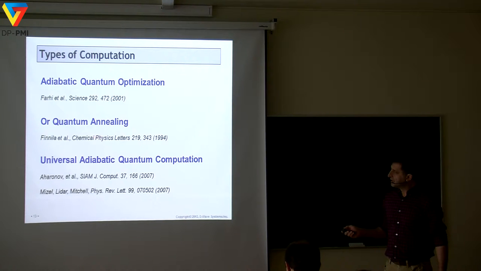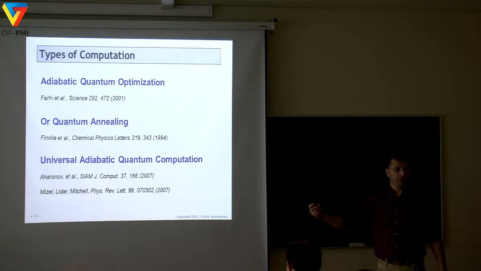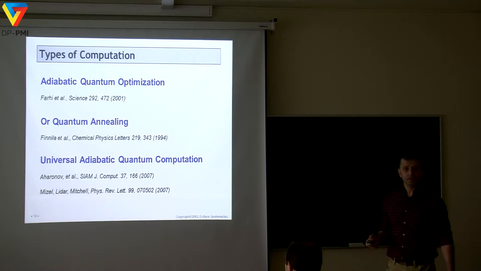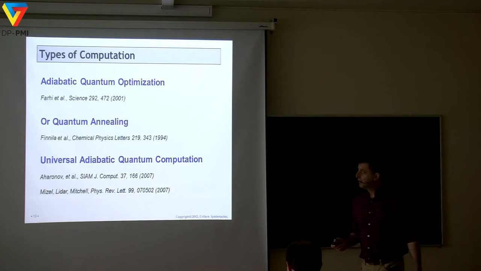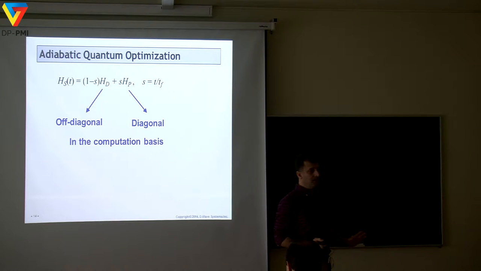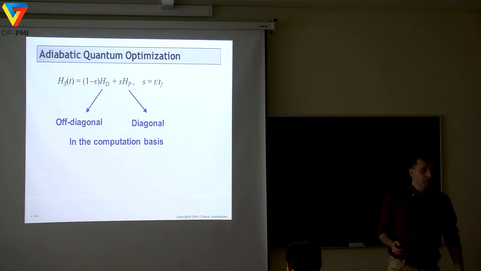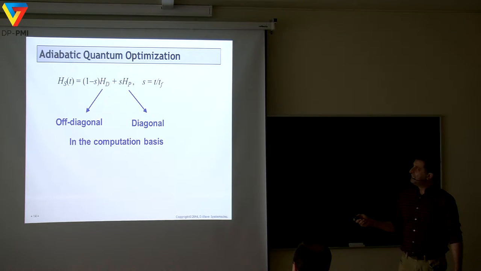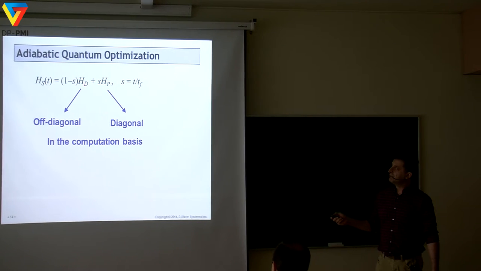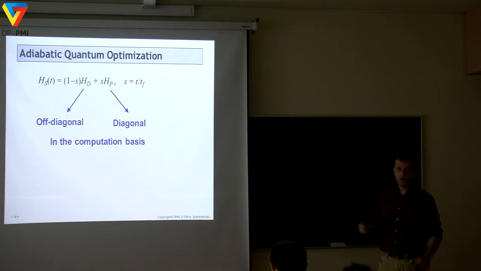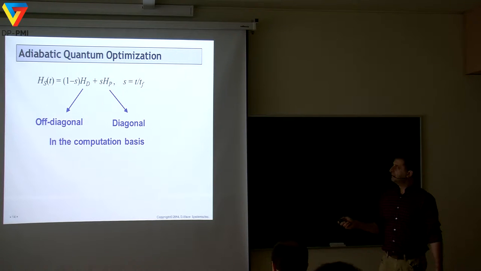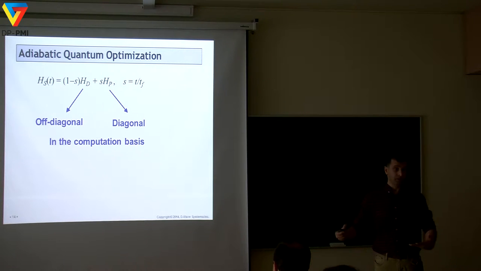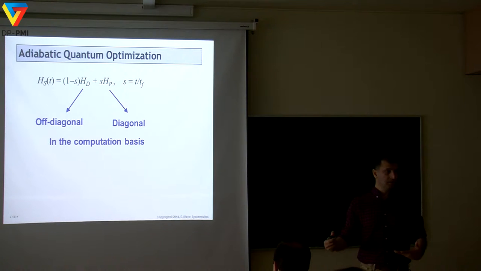I'm going to skip this now, but at the end of my talk, if we have time, we can get to this universal quantum computation. That's also very interesting, I think, to you guys. I will spend more time on adiabatic optimization and quantum annealing. In adiabatic quantum optimization and quantum annealing, the only restriction that you have for your Hamiltonian is that your initial Hamiltonian, or driver Hamiltonian, is all off-diagonal, and your final Hamiltonian is all diagonal in the computation basis, in the measurement basis, in the basis that you care about.